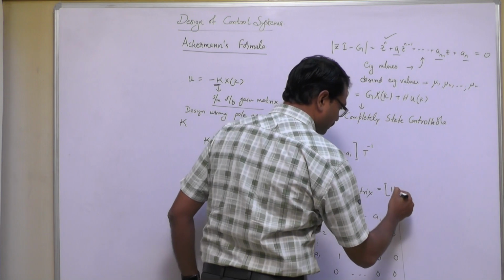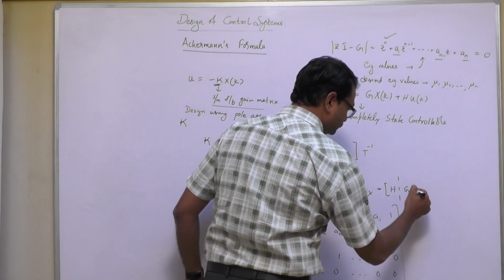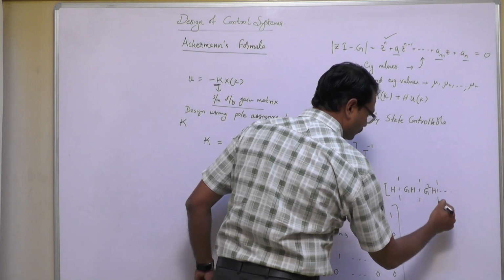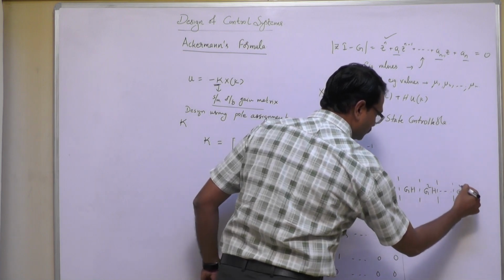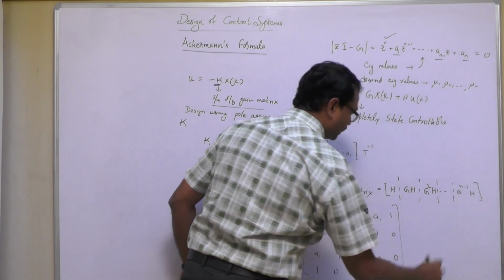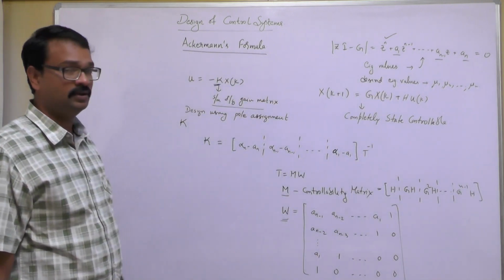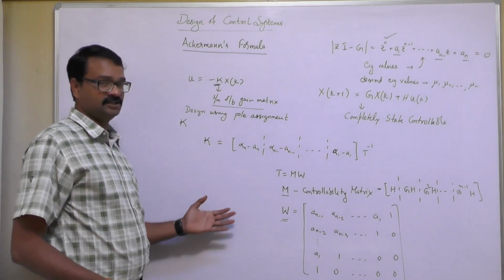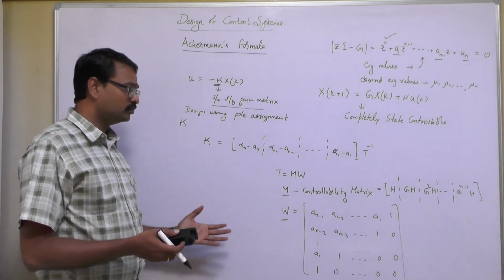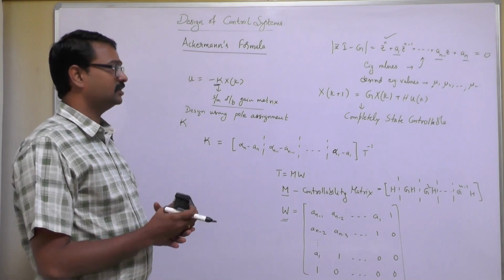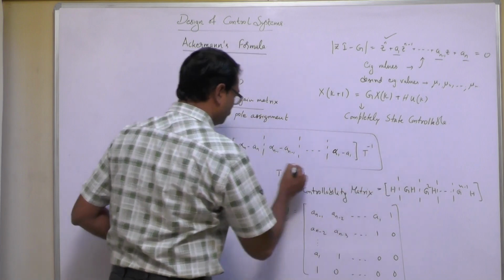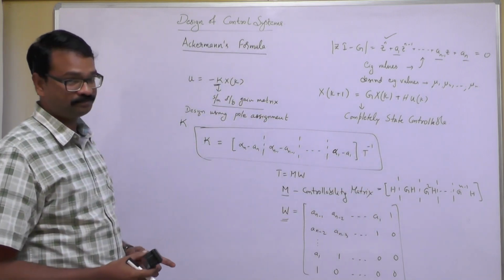What is the controllability matrix? We have H, GH, G square H, up to G power n minus 1 H. The rank of this matrix is assumed to be equal to n, which is the order of the system. So this is what we discussed yesterday. We proved that the necessary and sufficient condition to find the feedback gain matrix K is that the system must be completely state controllable, right?